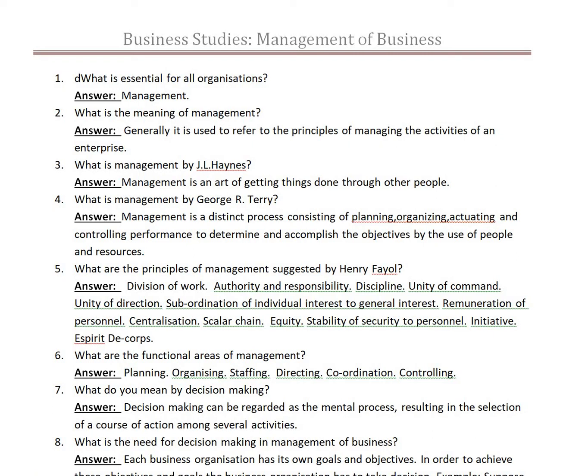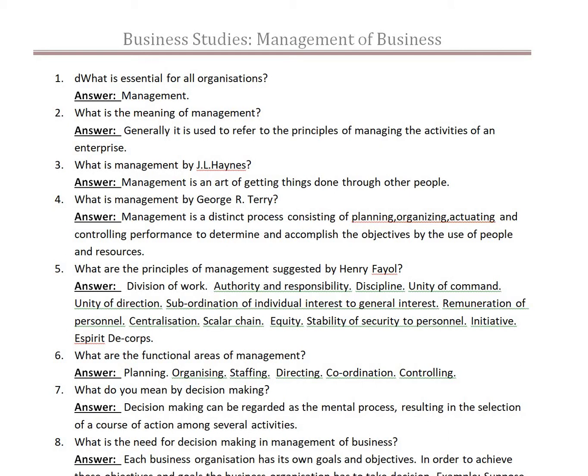What are the principles of management suggested by Henry Fayol? Division of work. So what happens in the division of work? Work has to be divided among the employees. The division of work leads to specialization and efficiency. It minimizes the wastage and maximizes the production and profit. This principle can be adopted at all the levels of the organization.